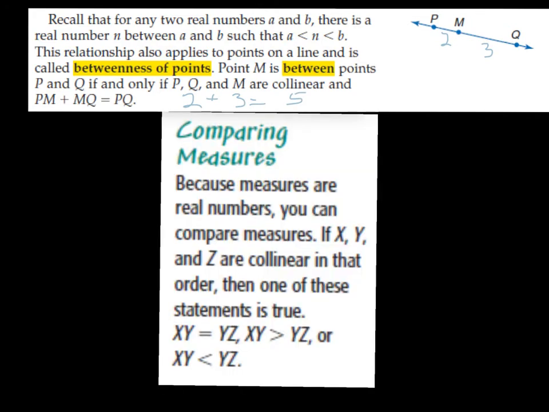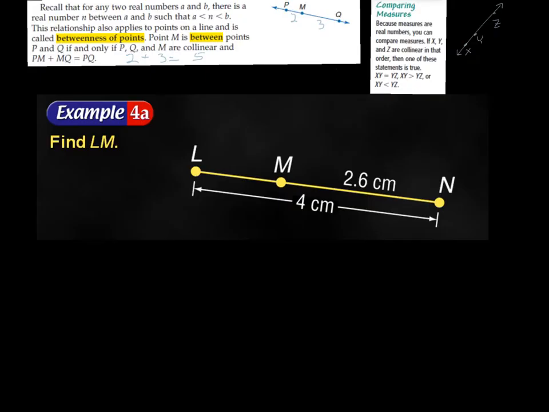Because measures are real numbers, you can compare measures. If x, y, and z are collinear in that order, then one of these statements is true. Either the length of xy is equal to the length of yz, or the length of xy is greater than the length of yz, or the length of xy is less than the length of yz.